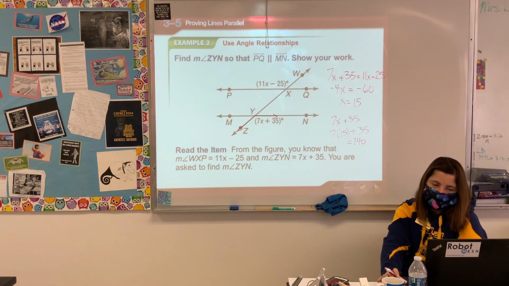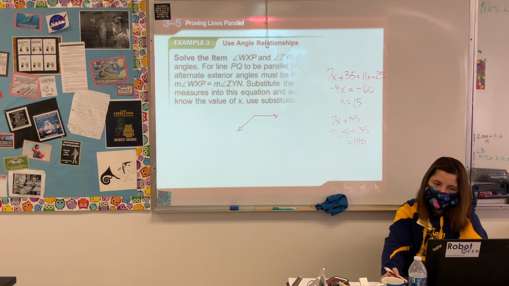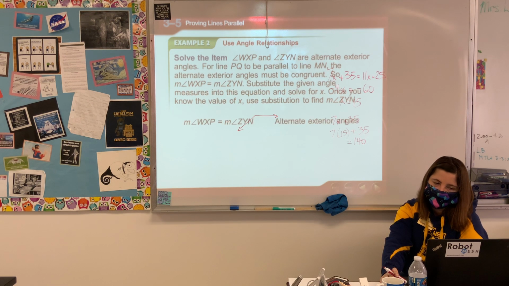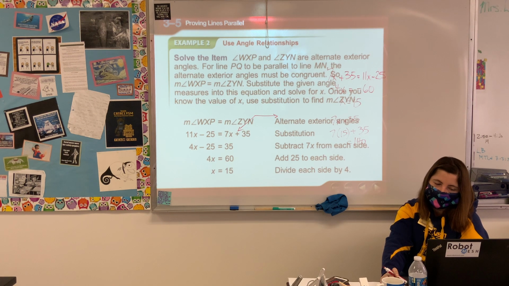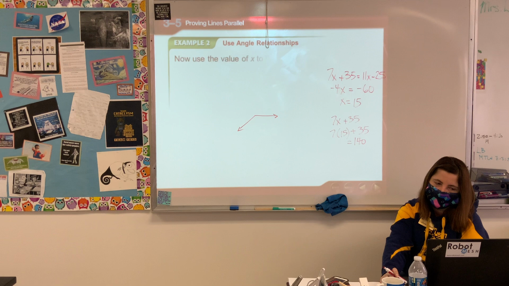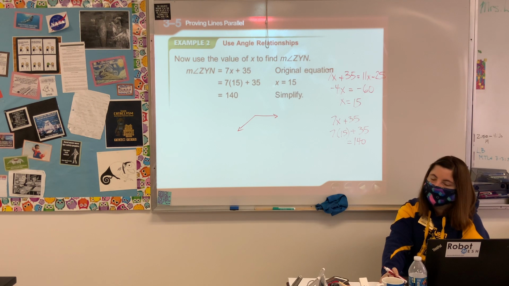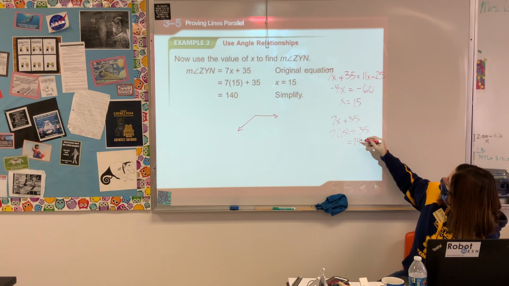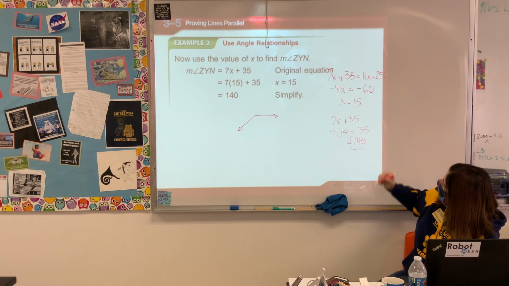And we know what the measures are with the x. We know that they're alternate exterior, so they should be congruent. We substitute in, we solve for x. We're left with x equaling 15, and we can solve for the angle by plugging that 15 back in. So we're left with that angle is 140.